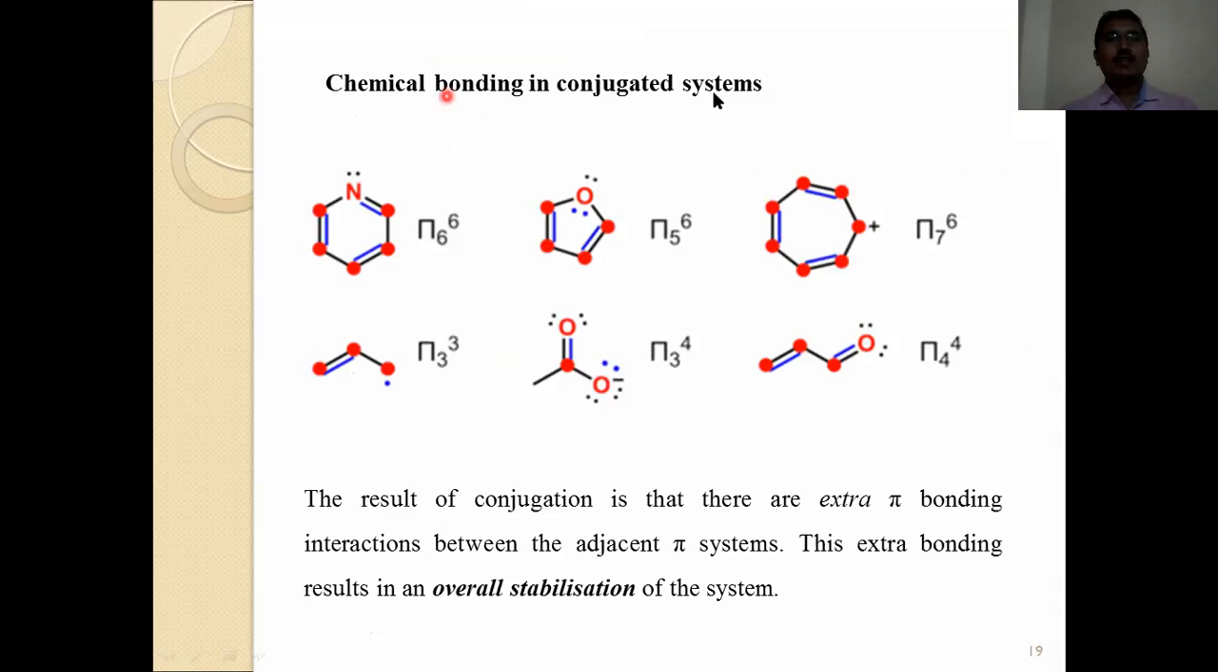Chemical bonding in conjugated systems. For example, this is pyridine, furan, and a 7-member ring. Here is an allylic system with 3 electrons, and here a 4 electron alternating system. That means alternating pi bonds and single bonds, and the presence of a number of pi bonds. If pi bonds are present alternately, single bond, pi bond, that structure will show conjugation.